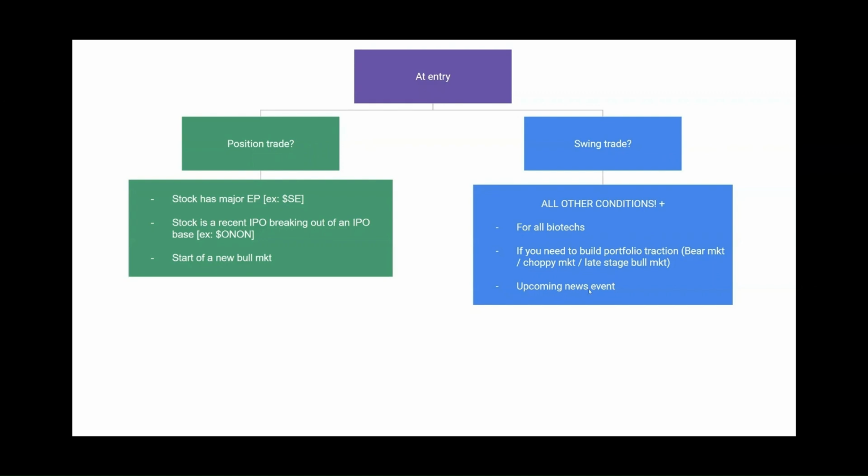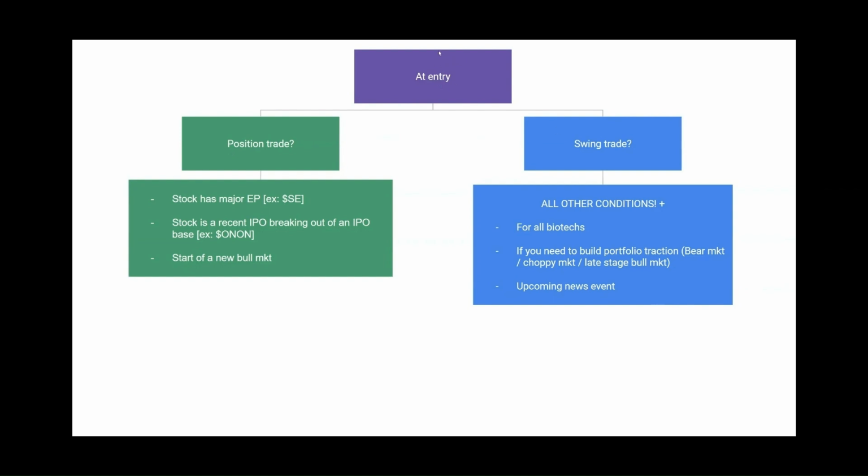Or if there's an upcoming news event, either about that particular stock or for the market in general, like say an FOMC or an election. I'll go through examples of those as well. Just keep these in mind for now. I'm going to go through examples of each point, so hopefully it'll be very clear by the end of the video. But this is something that I have written down and printed out and put up on my desk. So I always know at the time of entry whether I should treat the trade as a position trade or as a swing trade.